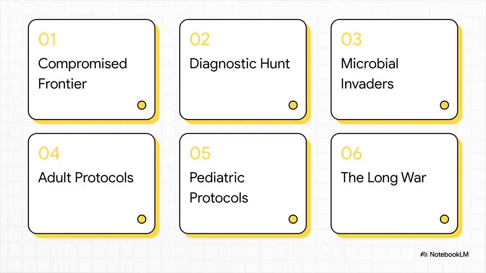So, here's our battle plan. We're going to march through 6 key theaters of this conflict. First, we have to understand the battlefield itself, the compromised peritoneum. Then, we'll get into the intelligence-gathering phase of diagnostics. After that, we'll profile the microbial invaders, know your enemy. Then we'll cover the therapeutic counteroffensives for both adults and kids. And finally, we'll zoom out to look at the long war, the absolutely crucial strategies for prevention and the lasting consequences of every single battle.